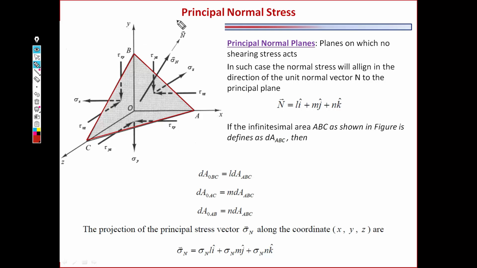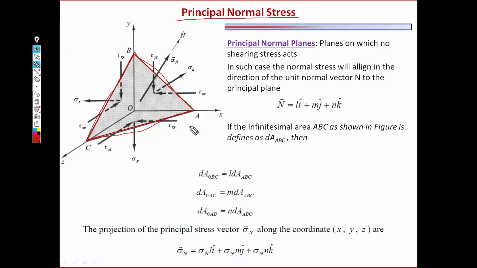Now let us derive equations to calculate the values of the principal normal stress in a three-dimensional space. So let us consider an oblique plane. This oblique plane is represented by the triangle A, B and C. So this is a triangle having a very small area. That very small area is represented by dA.